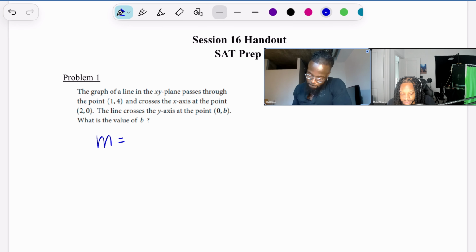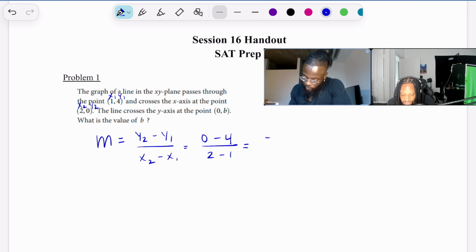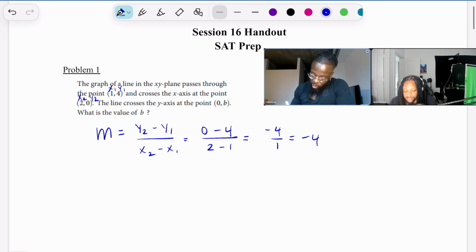It doesn't really matter which is which. I'll label x1, y1, x2, y2. So slope is going to be y2 minus y1 over x2 minus x1. Based on what I've labeled, 0 minus 4 over 2 minus 1, which comes out to negative 4. So now my equation in slope-intercept form is y equals mx plus b, and we know m is negative 4.